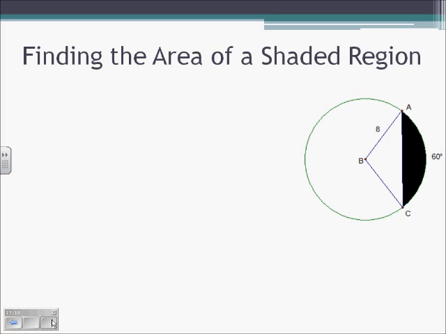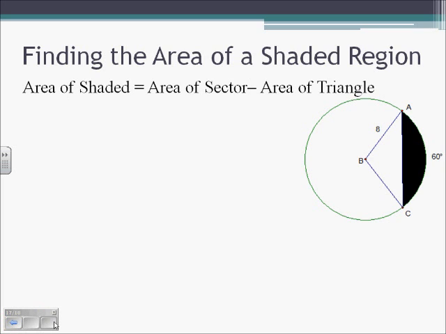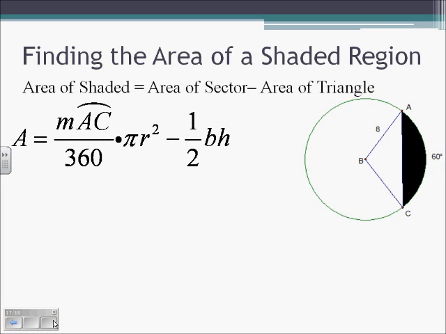17, here we're asked to find the area of the shaded region. So we're going to need to find the area of the sector and subtract off the area of the triangle. Since they give us the arc measure being 60, we know our central angle is 60, which means we have an equilateral triangle there. So we're going to find the area of the sector, which is the measure of arc AC over 360 times pi r squared minus 1/2 base times height.